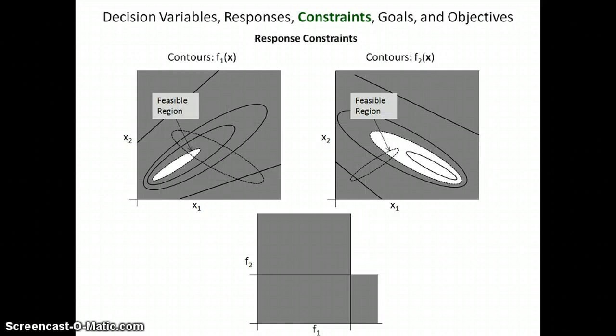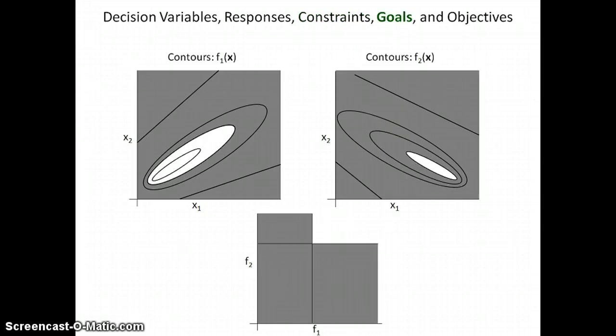We can also put constraints on the responses. Here I show the effect on the decision space of putting a constraint on each response. Where the two dotted contours intersect is the only feasible region in decision space. So choose your constraints carefully, otherwise you won't have any feasible solutions.